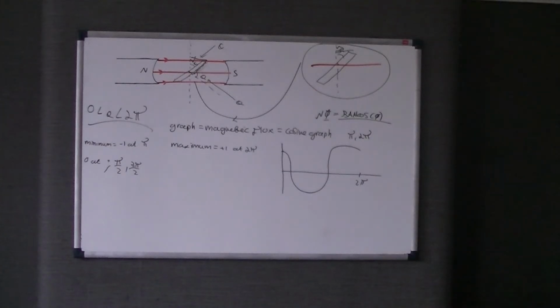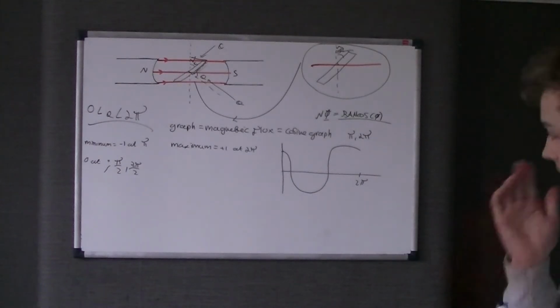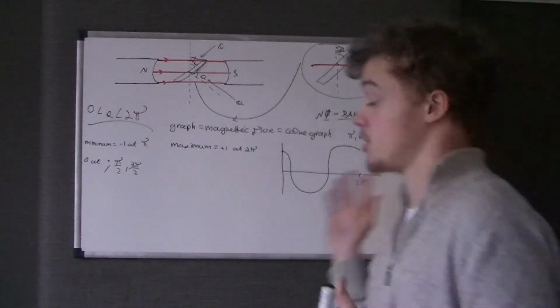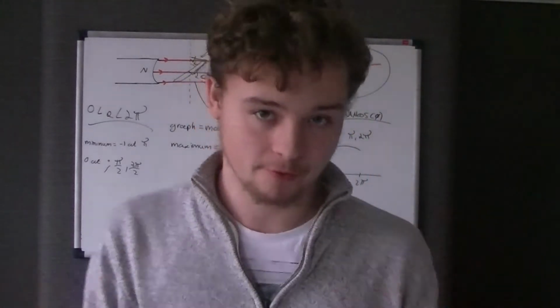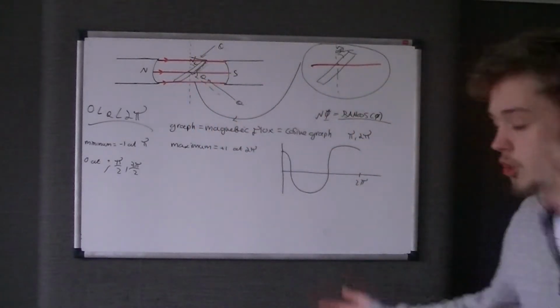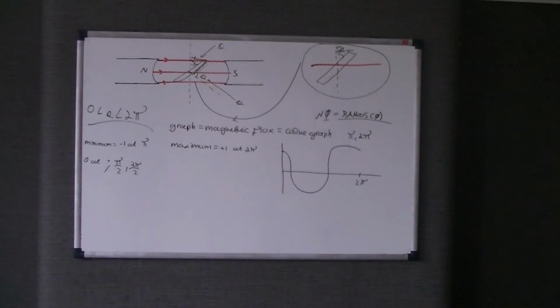So, what does this help us to understand? Now, that's very good. That shows us the magnetic flux linkage graph for this motor. So it's just the magnetic flux linkage graph.